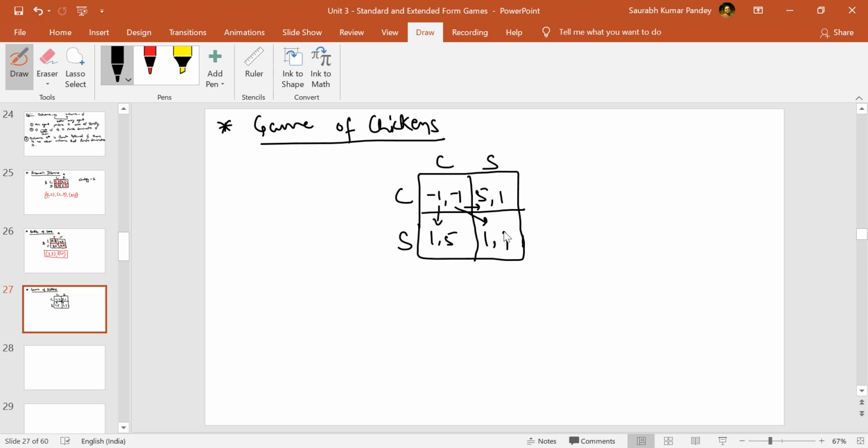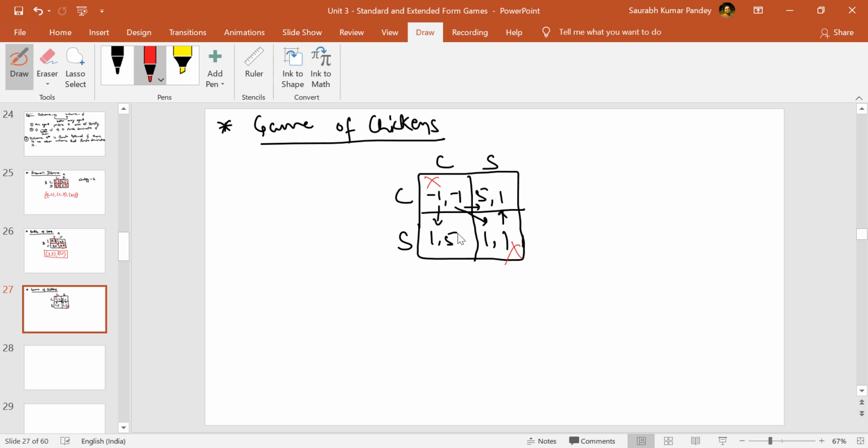Similarly, if you say over here 1 1, so from 1 1, if you go to -1, you are losing. If you want to go upwards from 1 to 5, you are gaining, but at the cost of S, that is your swerving, that is not doing anything. So that's why you cannot move. Similar situation from 1 1 to 1 5. So you can say that your CC and SS cannot be part of your Pareto optimal solution.